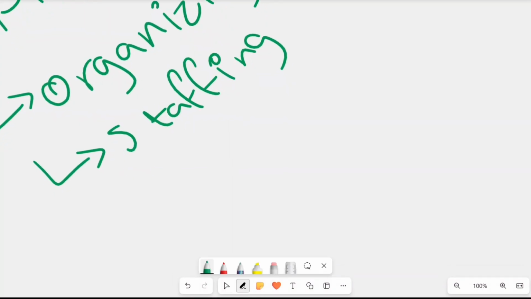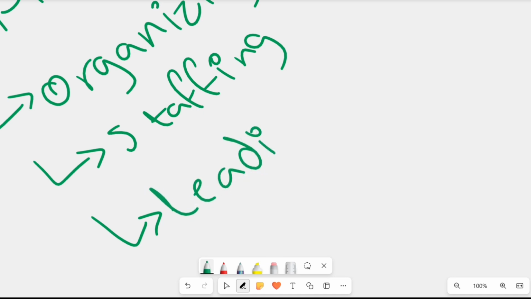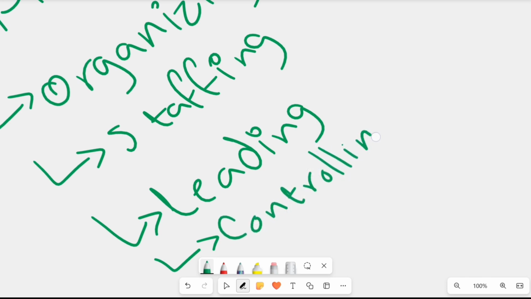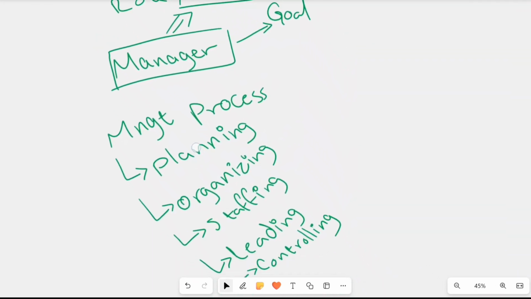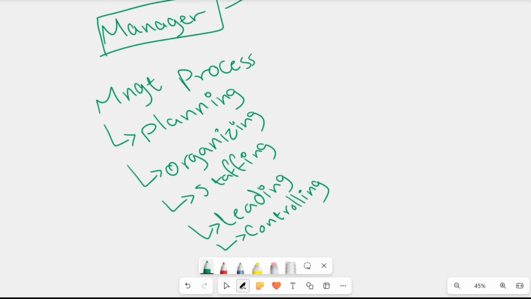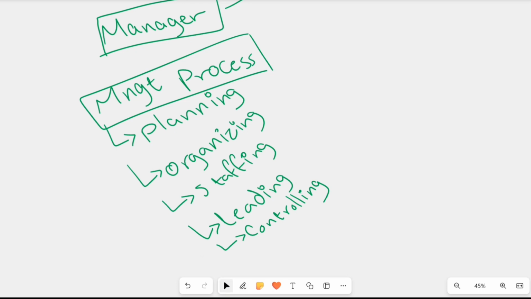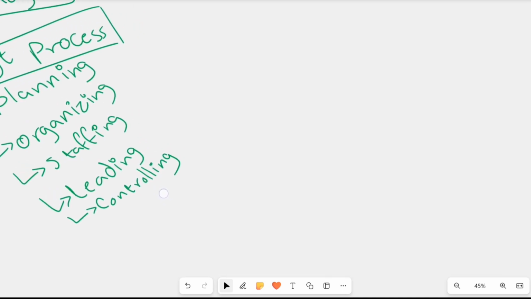Now we have the leading function. Leading is about maintaining morale and motivating subordinates, okay? And then we have the controlling part. The controlling function is about setting quality standards or success metrics, like a specific sales amount, comparing the actual performance of people with the targets, and taking corrective actions whenever needed. Now we know what an organization is, and we know that the one who manages it is called a manager. But one more thing to note: if someone randomly asks you, what is the management process, you can define it as the 5 basic functions of planning, organizing, staffing, leading and controlling.